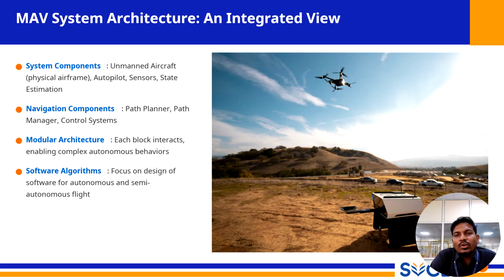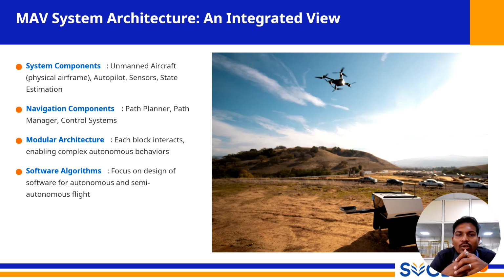First, we have the fundamental system components. This starts with the most obvious part, the unmanned aircraft itself, which is the physical airframe. This includes the body, wings or arms, motors, propellers, and everything that makes up the physical structure. This is the hardware that actually moves through the air. The brain of this hardware is the autopilot, which is the onboard computer that executes the flight software.